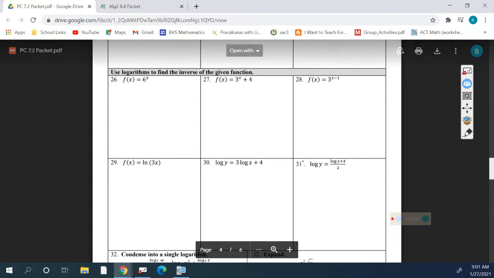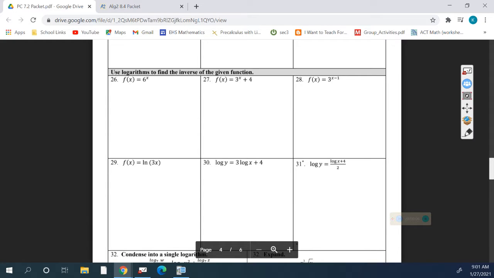Okay, so here we go. We're going to do two of them together because one is written in this notation and the other one is in log. So let's look at 26. We just reviewed how to find the inverse: switch x and y, and solve for y.